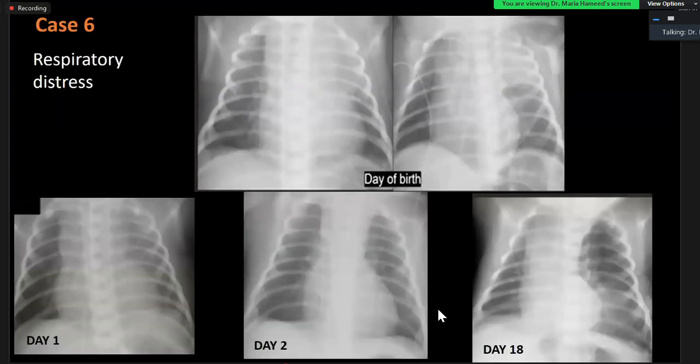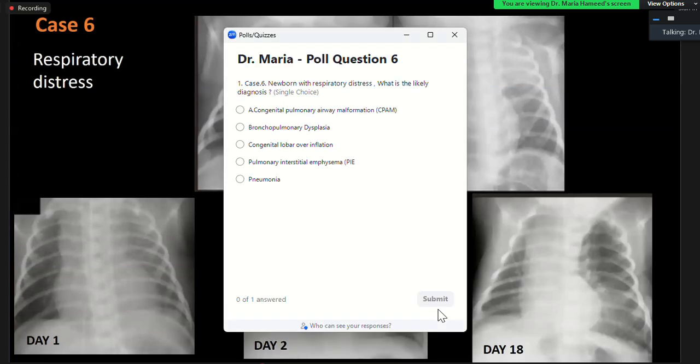So this is my case number 6. I'm going to show you a neonate who presented with respiratory distress. The initial images were taken when the baby was born, and a couple of X-rays were taken over the next 2 days to 2 weeks. So what's happening with this child? Let's see.